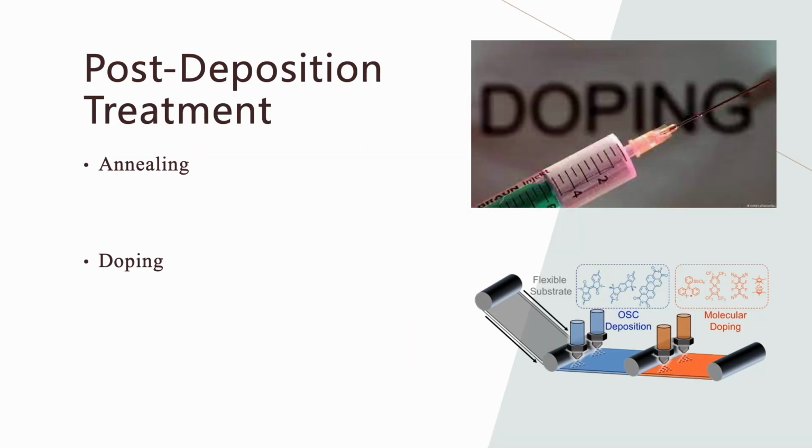Next, we want to talk about the post-deposition treatment, which includes annealing and doping. Post-deposition treatment, also known as post-deposition processing, refers to a set of thermal, chemical, or physical treatments that are applied to a thin film or coating material after it has been deposited onto a substrate. These treatments are used to modify the properties of the deposited film or layer to achieve better performance.